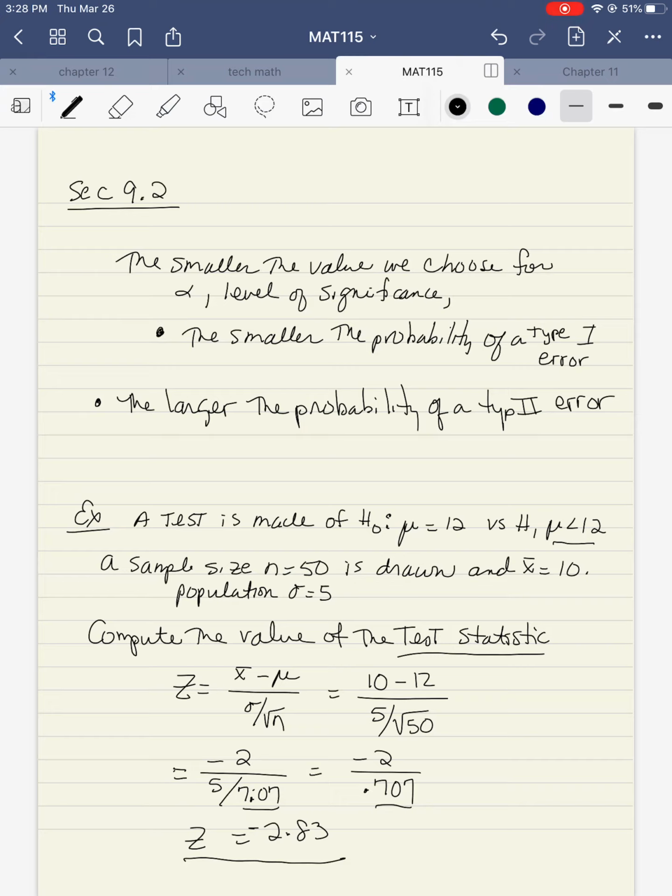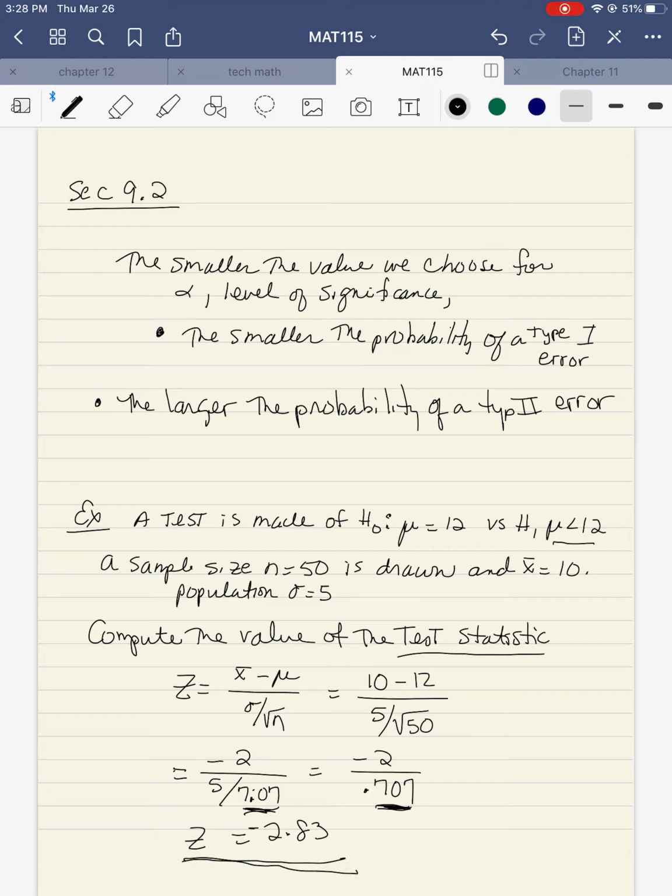X bar is 10, so 10 minus 12 divided by sigma, which is 5, divided by the square root of 50. 10 take away 12 is minus 2. The square root of 50 is 7.07. 5 divided by 7.07 is 0.707. Negative 2 divided by 0.707 comes to negative 2.83. So Z is equal to negative 2.83.